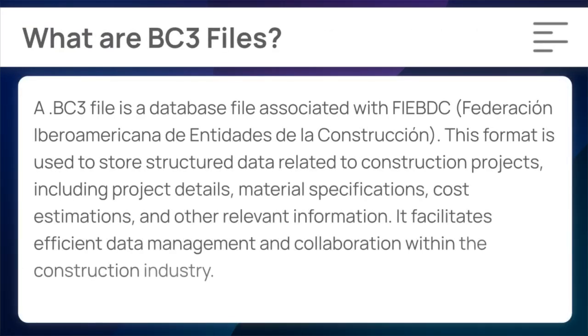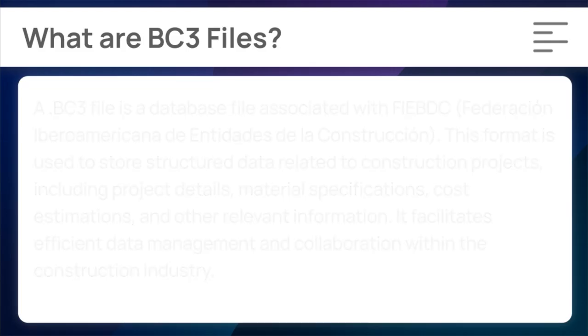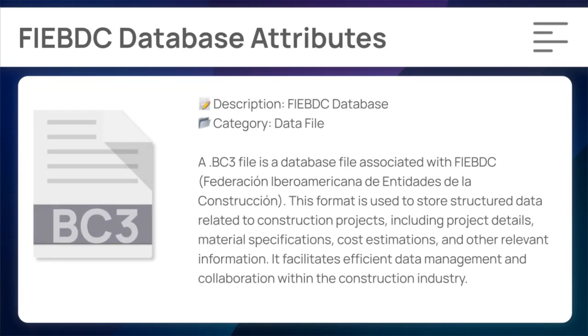The BC3 extension falls under the data file category. The application saved the data as a FIEBDC database structure. A BC3 file is a database file associated with FIEBDC, Federación Iberoamericana de Entidades de la Construcción. This format is used to store structured data related to construction projects, including project details, material specifications, cost estimations, and other relevant information. It facilitates efficient data management and collaboration within the construction industry.